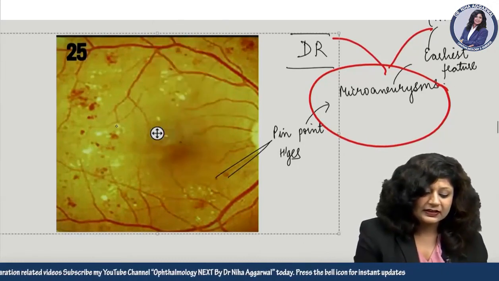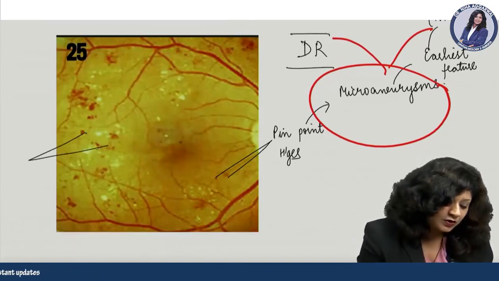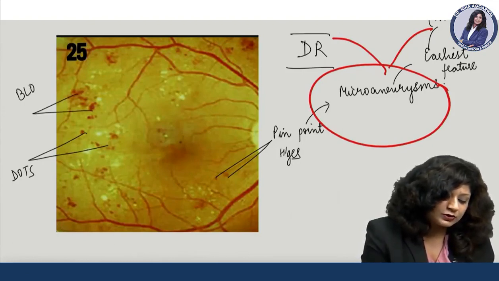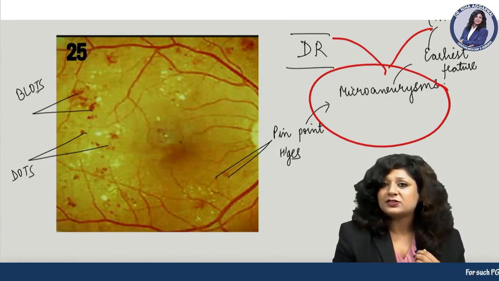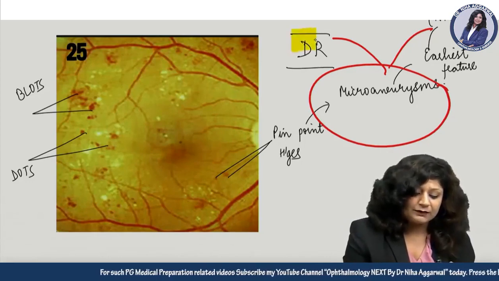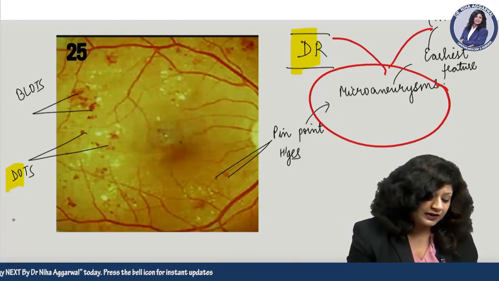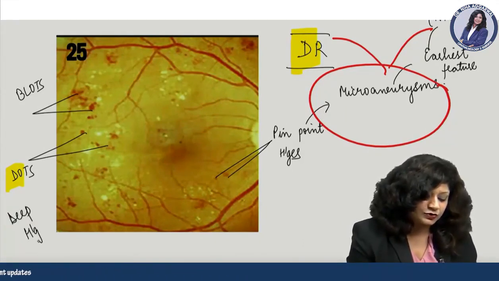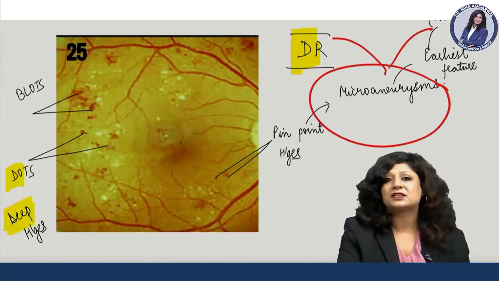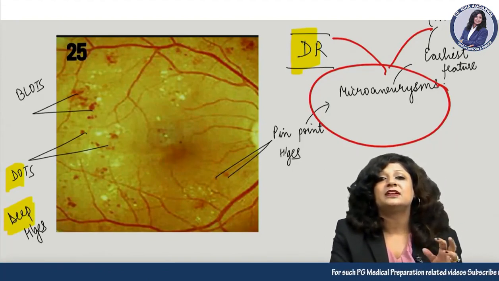We are getting other sizes of hemorrhages, like the small dots. These are called dots, and larger than this are the blots. These are also blots. So we have pinpoint hemorrhages, we have dots, we have blots. Now you have to always remember that D for diabetes, D for dots, and also D for the deep hemorrhages. Here we are getting deep hemorrhages, while we were getting superficial hemorrhages in cases of hypertensive retinopathy. We get deep hemorrhages in cases of diabetic retinopathy.